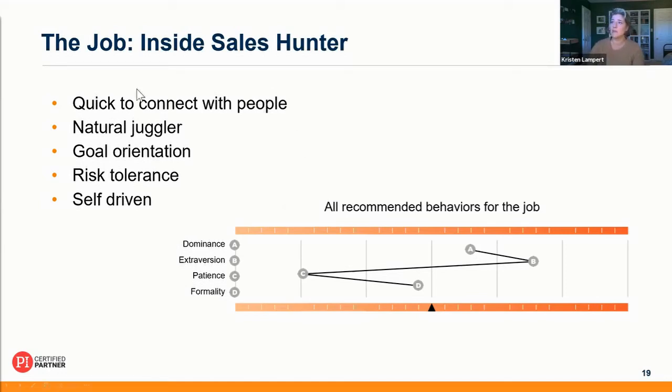And what you can see is, based on an inside salesperson, we wanted to have someone with a high goal orientation, risk tolerant, self-driven. And this is the behavioral pattern that typically shows up nicely for a salesperson. So before we even started the search, we knew we needed someone who's unafraid of rejection, connects well with people, is really open to having multiple balls in the air, and is formal enough to be able to follow through on what they promise.